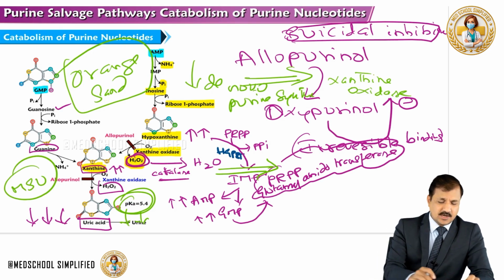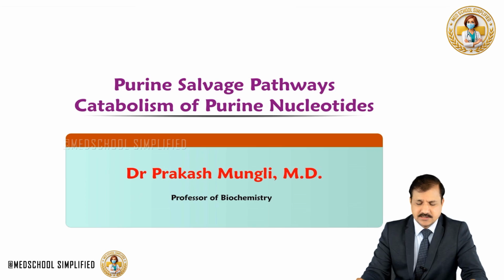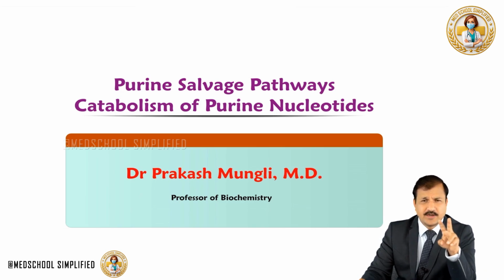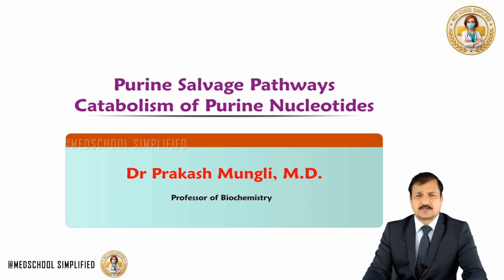Okay, so this is all about the purine salvage pathway and catabolism of purine nucleotides into uric acid. We have a few important enzymes: one is APRT, another is HGPRT, and the third is xanthine oxidase, and allopurinol is the drug that we have discussed in this lecture. Thank you.